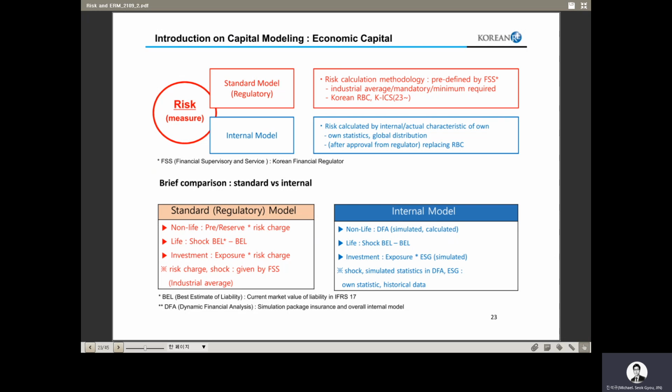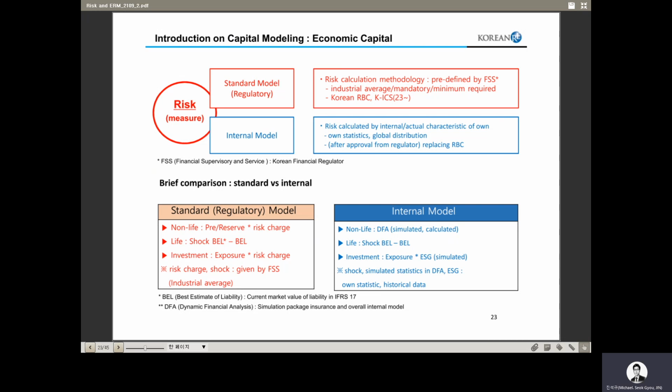For an internal one, risk is calculated by the internal and actual characteristics of our own company, by using our own statistics and global business distribution of channels. And once a reinsurance company gets approval from the regulator, it will replace the mandatory standard model with the internal model. Then we need to have internal capital modeling to use the internal model.